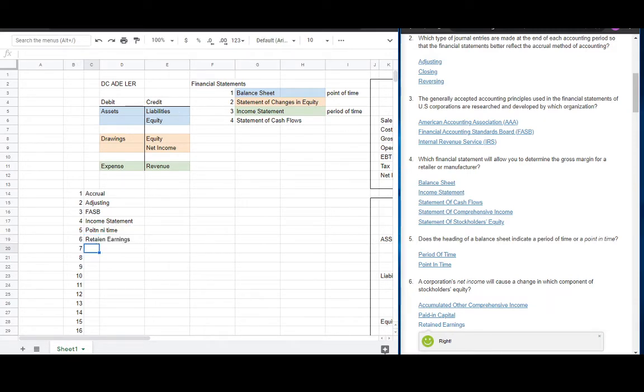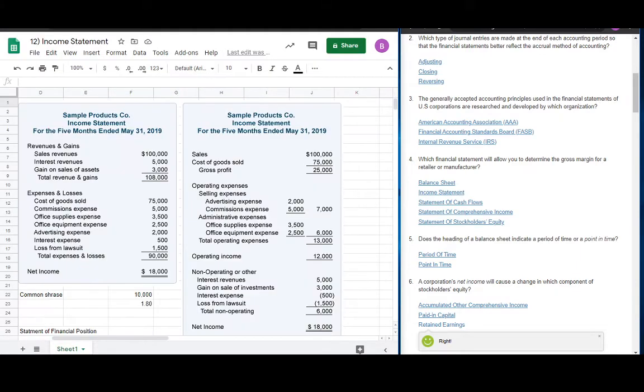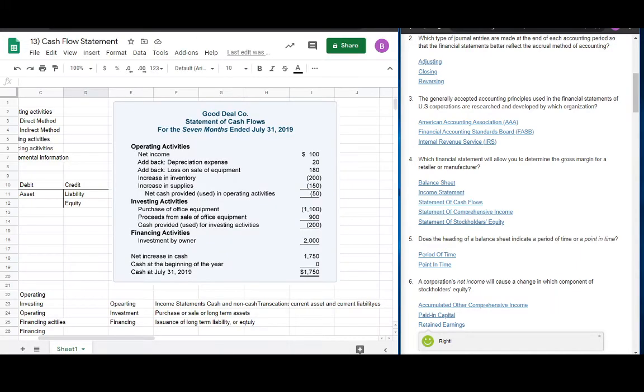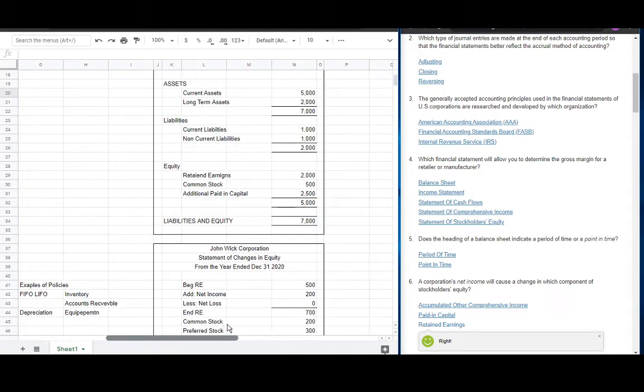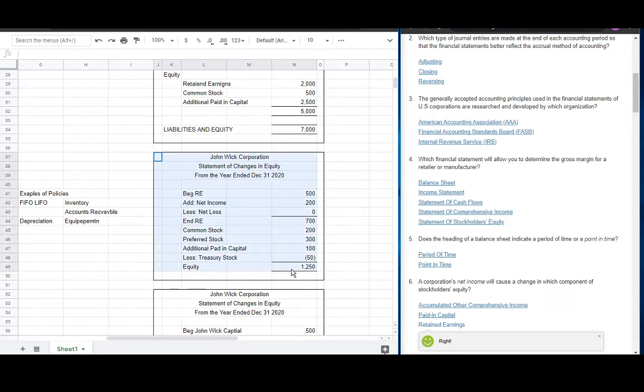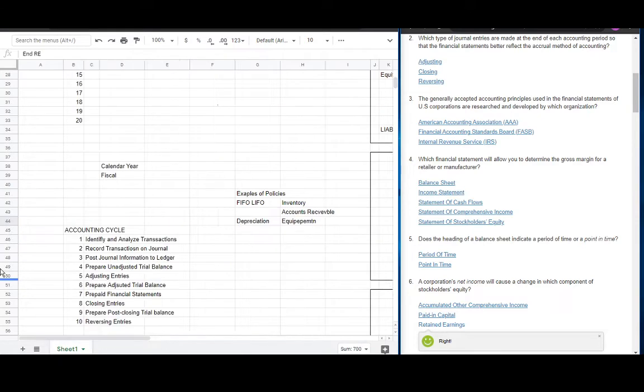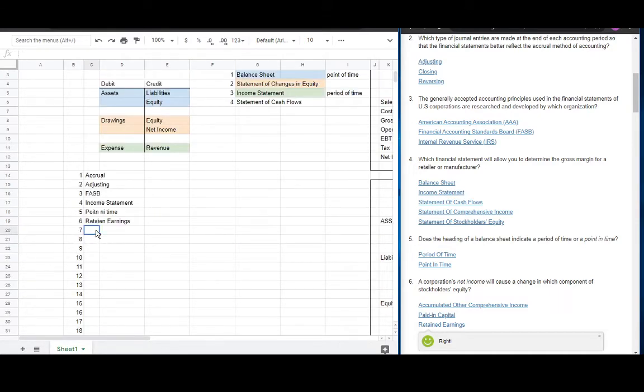Let's find an example here of a statement of changes in equity. We can see that the net income is added to the beginning RE, di ba, to derive the ending RE, here. RE is retained earnings. It is the accumulation of the net profits from the very beginning that the corporation started or the business has been living.